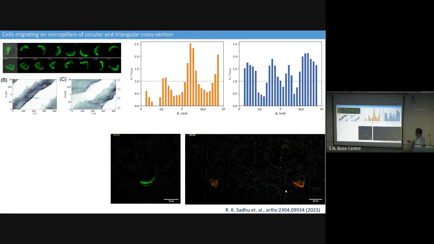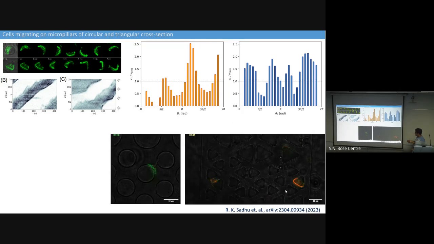And an even better experiment, very similar to our simulation, is this experiment that is done on micro pillars. So they are vertical pillars, cylindrical as well as triangular, and these cells are also MDCK cells. And what they observe is that these cells very nicely rotate circumferentially. The size of the cell is comparable to the cylinder, which is similar to our simulation.